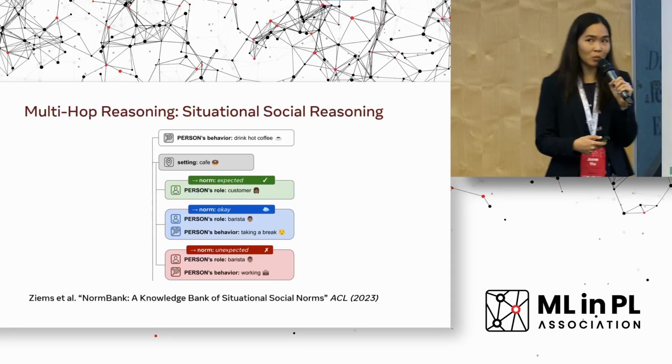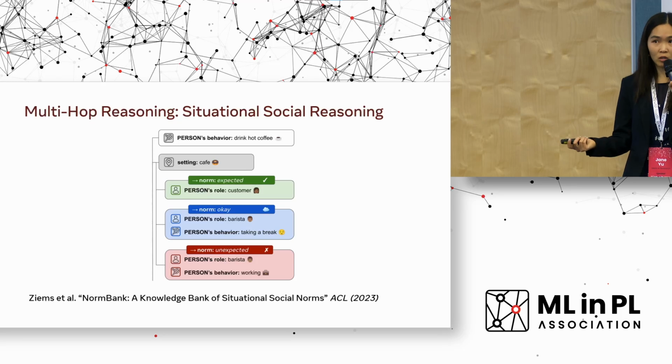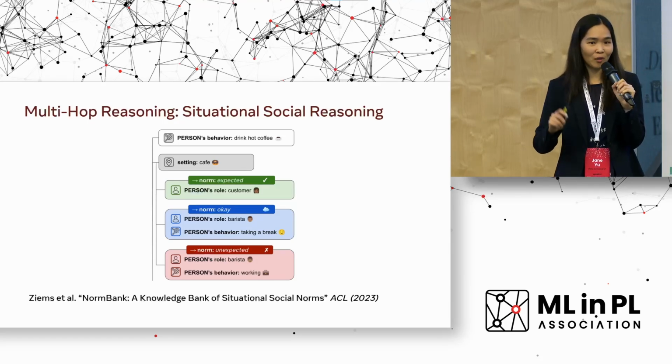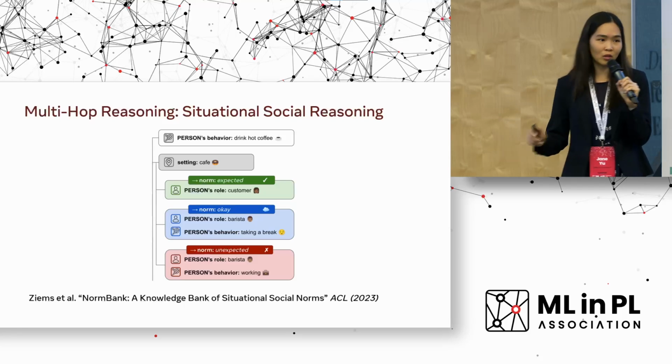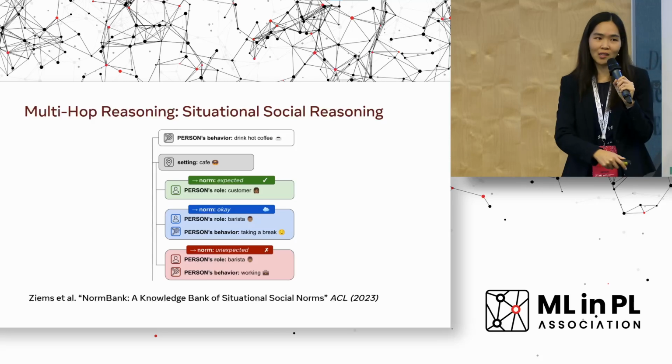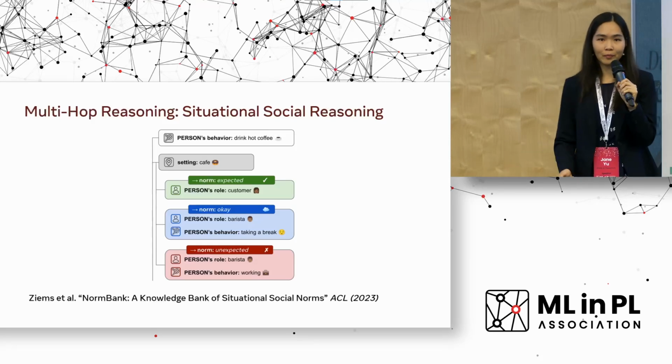And what we see in this work, Norm Bank, a knowledge bank of situational social norms, is that models are really, really bad at this non-monotonic reasoning, even though humans are super good at it, because we have this experience of what's okay in situations and what's not.